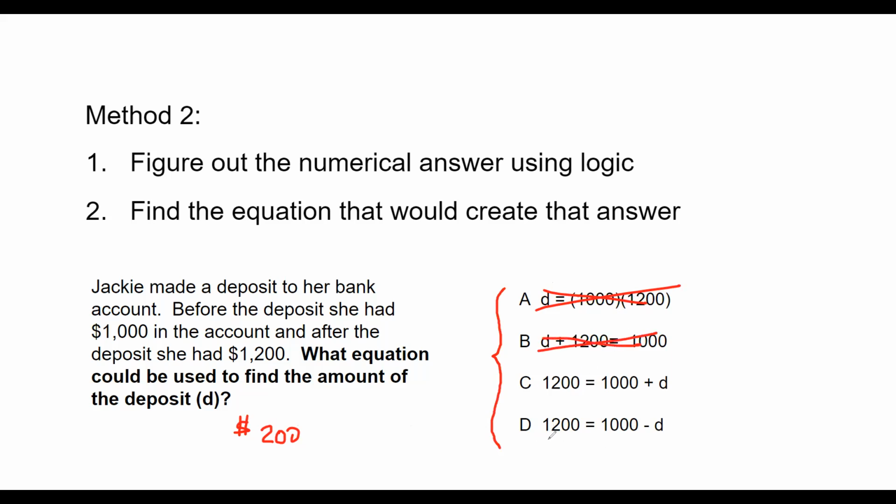Let's move down to D. If I subtract 200 from 1,000, I'm going to get 800, not 1,200, so that's not true. And that leaves us with answer C. Sure enough, 1,200 is equal to 1,000 plus 200. And that's how we could choose that as our answer. So in simpler word problems, you can sort of use logic, find the answer, and then find the equation that matches that answer.